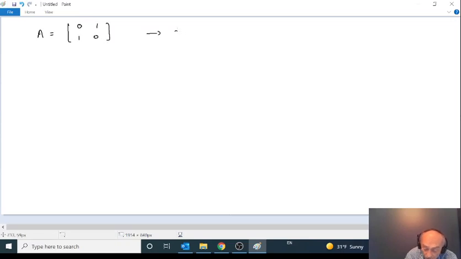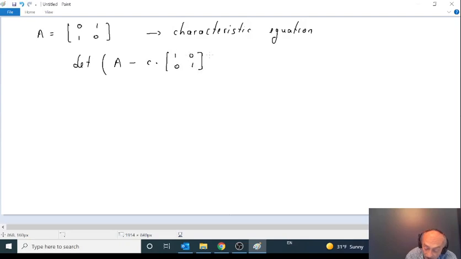The characteristic equation is the determinant of A minus C times the matrix 1 0 0 1. This is the identity matrix for 2 dimensions, right? A is a 2 by 2 matrix, so I have to do C times I2 over here. This would be I2, and that boils down to saying the determinant of what is A.